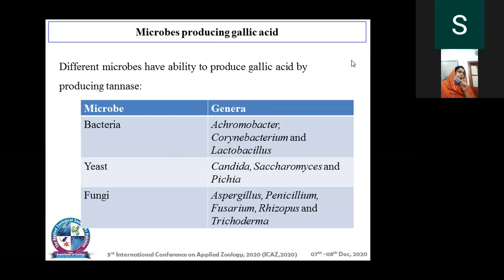These are examples of different microorganisms that have the ability to produce tannase and gallic acid, like bacteria, Corynebacterium and Lactobacillus, yeast like Candida, Saccharomyces, and fungi like Aspergillus, Penicillium, Fusarium. The highest yield is obtained by using the fungus. So we have also used the fungus in our present study.